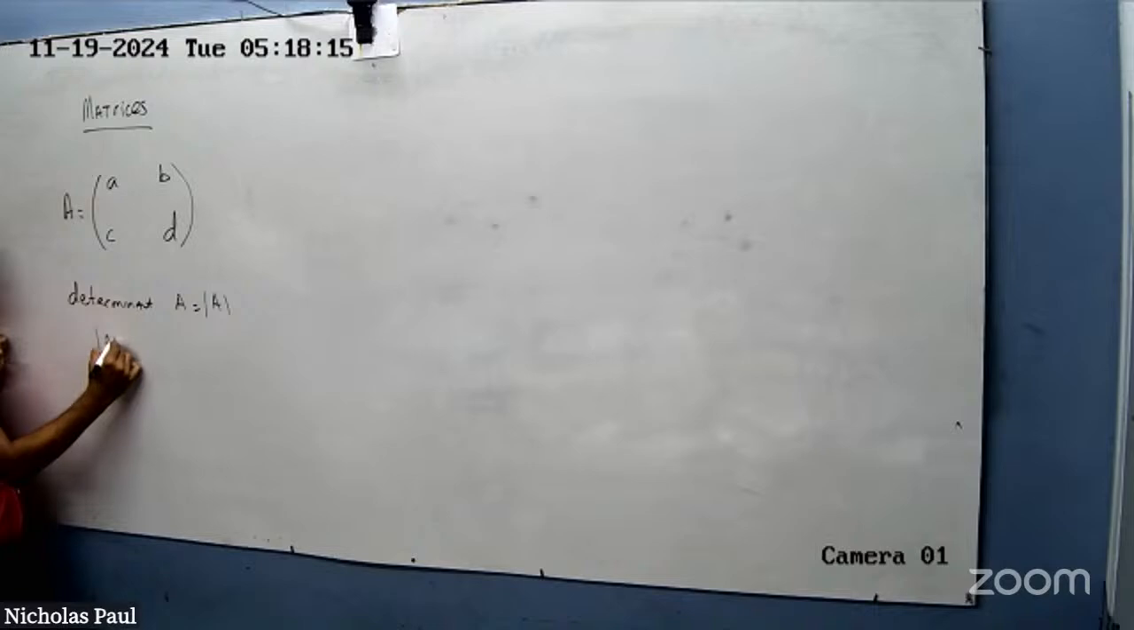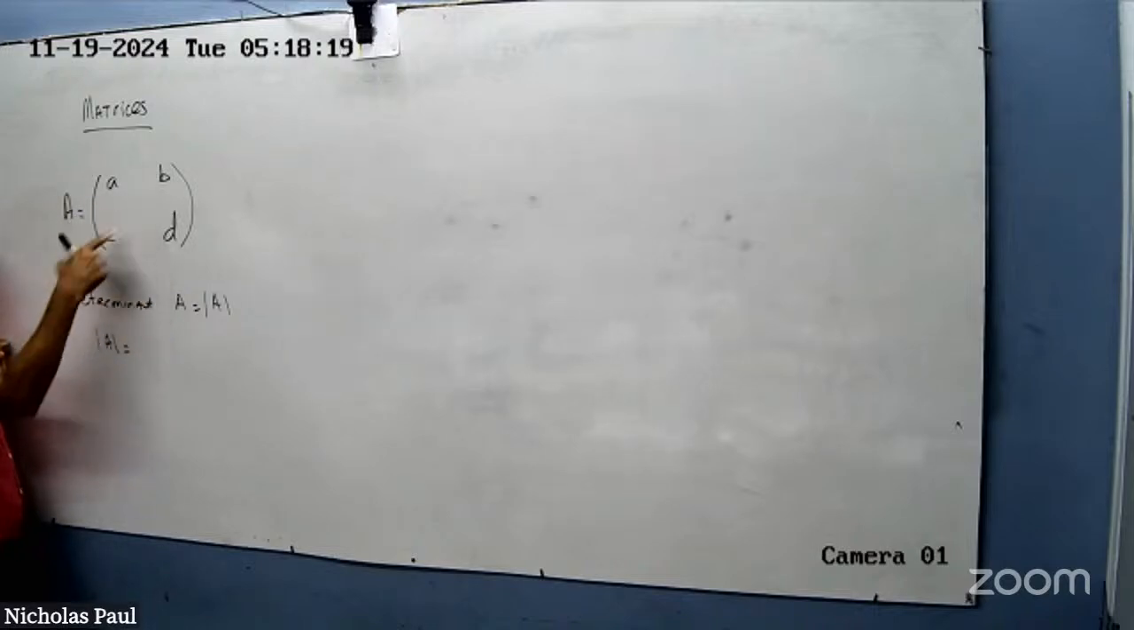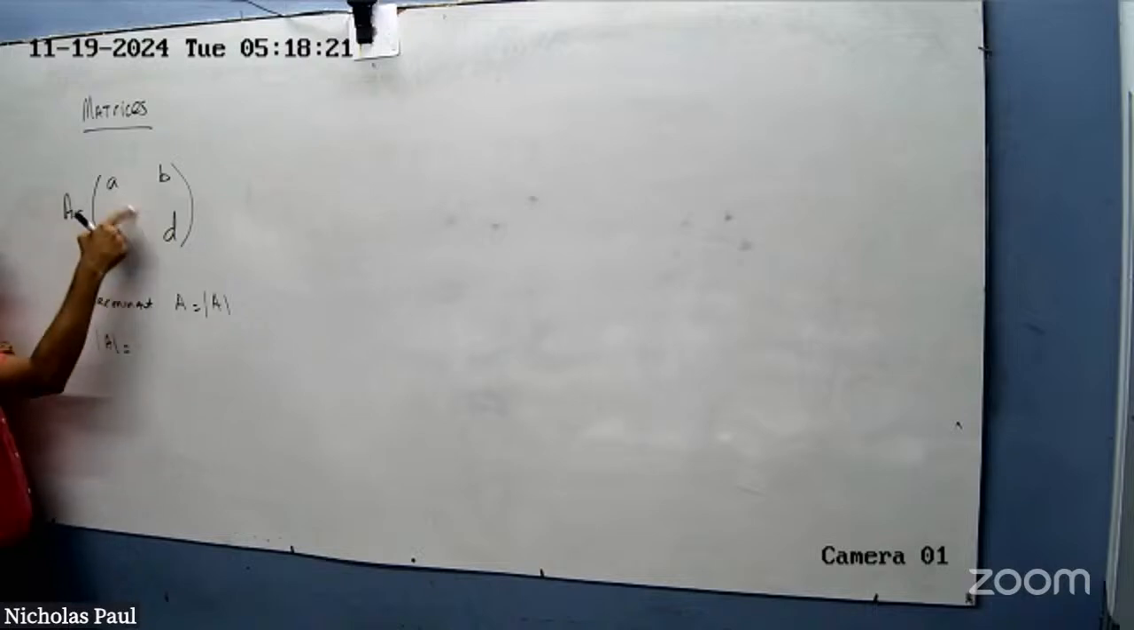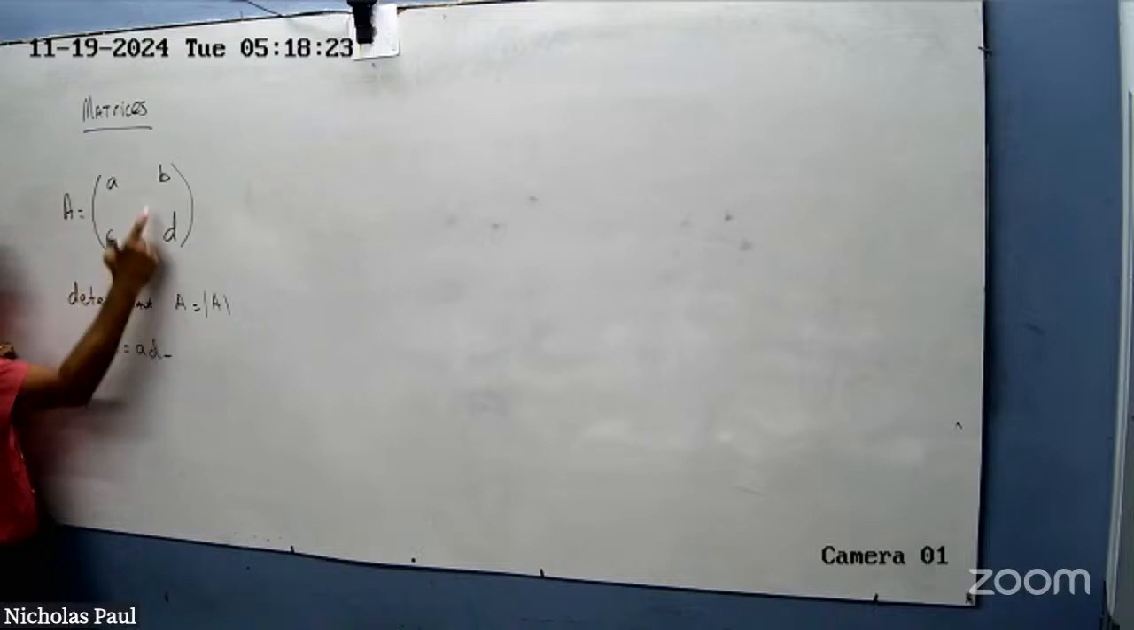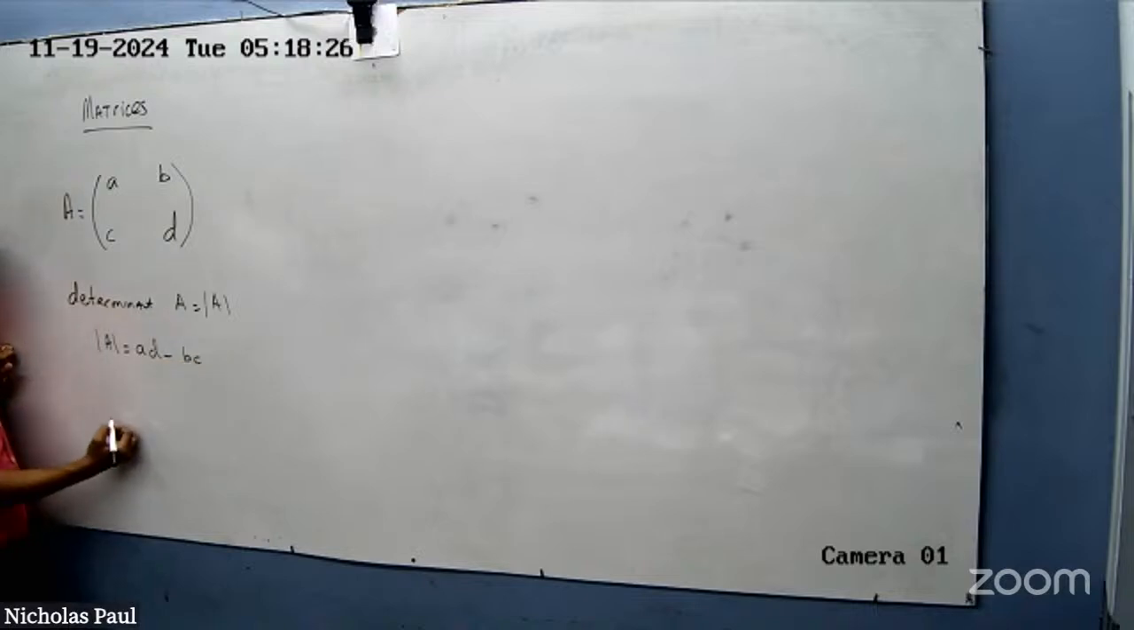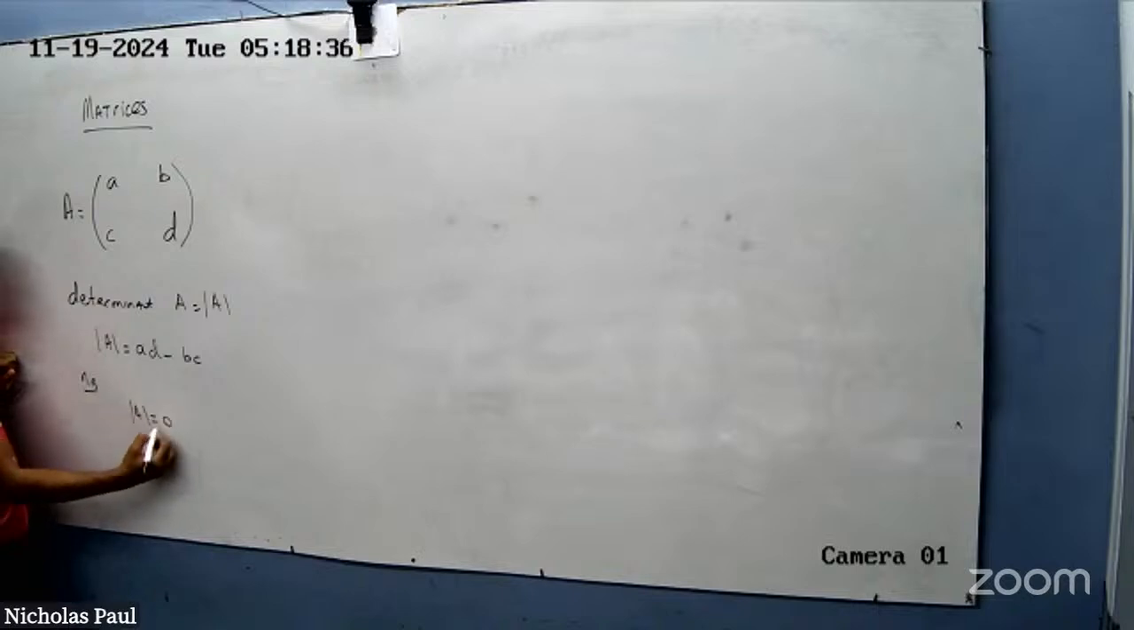Let's find the determinant again. Cross multiply with a minus sign in the middle: A by D minus B by C. That's okay? So to find the determinant, that's all we're doing. Quick note: if the determinant is equal to 0, then what?